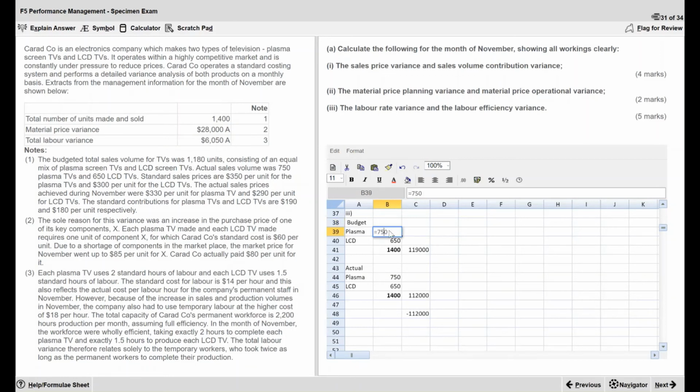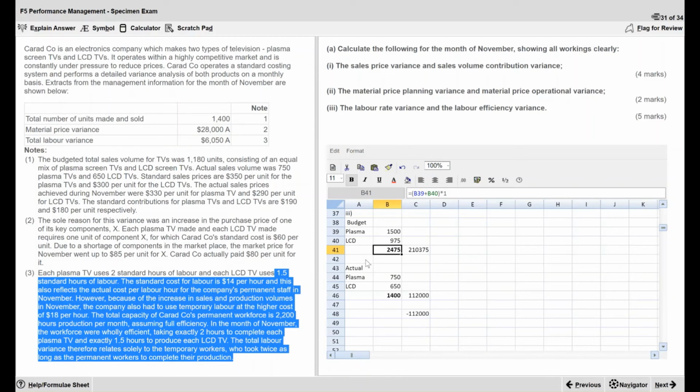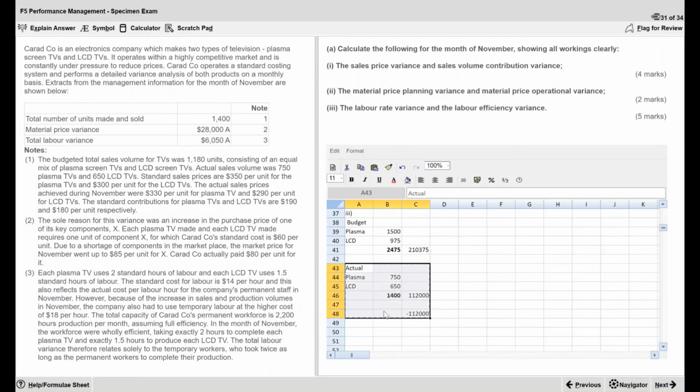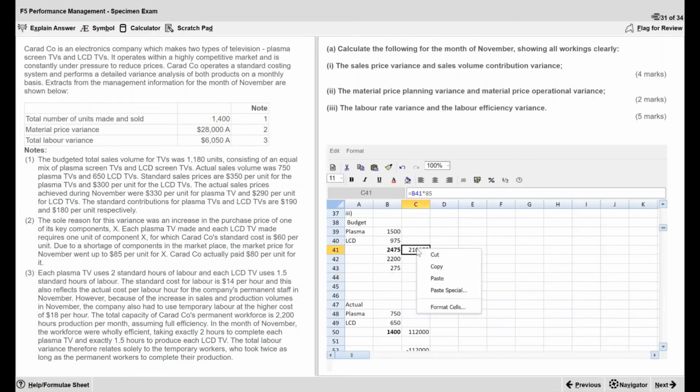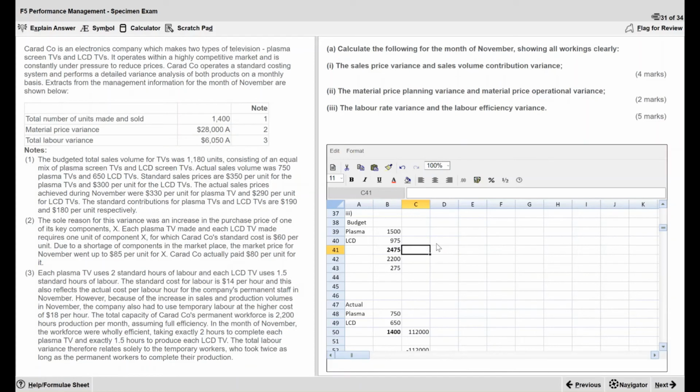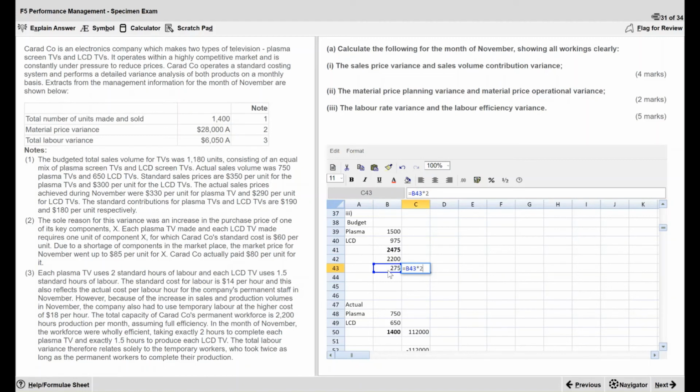So if we look at the time it would be taken, we have 2 hours here and 1.5 here, because they said 2 hours per unit would be needed here and 1.5 hours per unit would be needed here. And if we look at the total time that we have available, it is 2200 hours. So that means we have 275 extra hours needed. But as the temporary employees take twice the time, we will multiply this by 2, which will be 550.